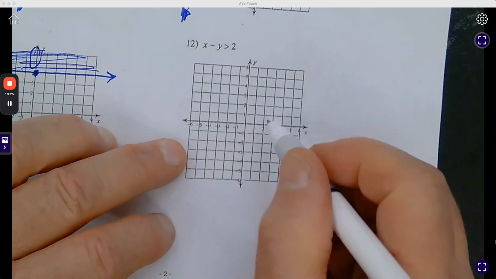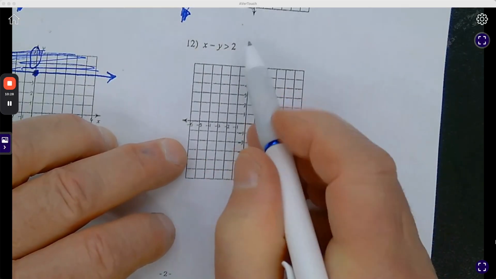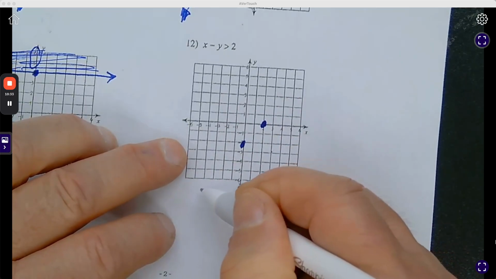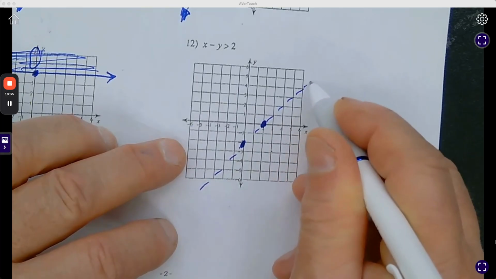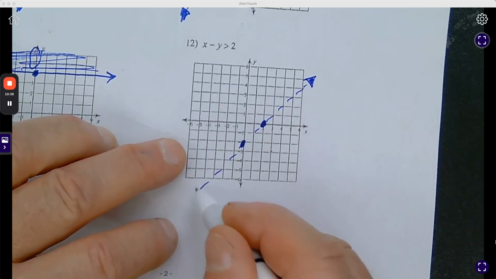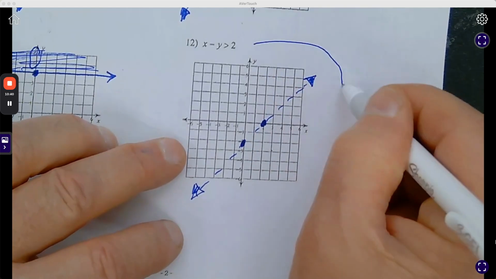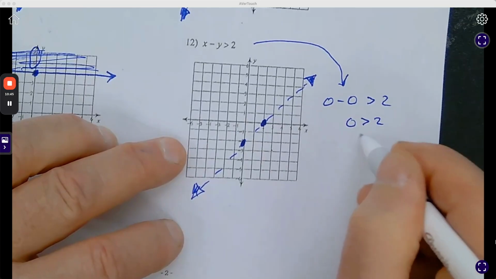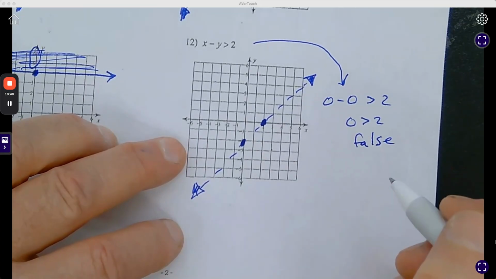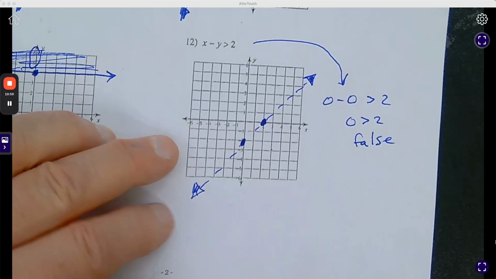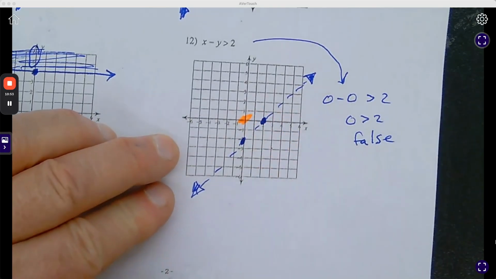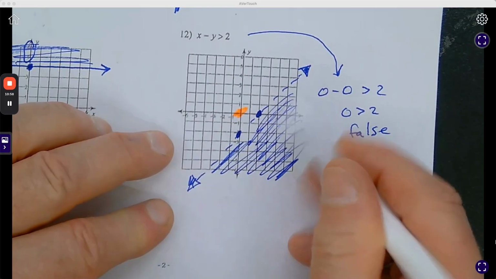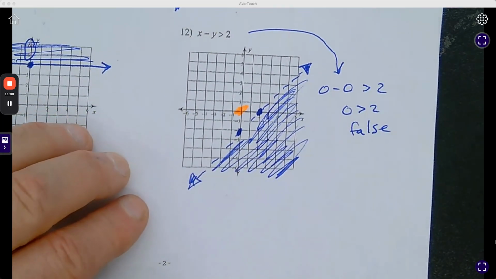X-intercept is 2 divided by 1. That's 2. The y-intercept is 2 divided by negative 1. That's negative 2. This is a dashed line because there's no equal to underneath the inequality. Test point. That is false. 0 is not greater than 2. So this was false. So that means you shade the other side. And that, my friends, is the end of that.